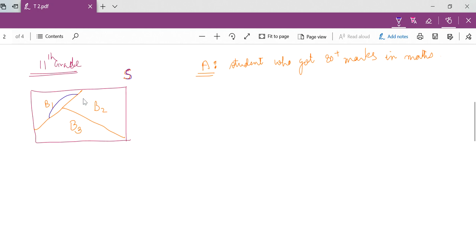Similarly, I can go to the section B2 and I will get that information. Similarly to B3, I will get that information. Now what I am going to do, I am going to add all these, right? So I get the number of students who are here and got 80 plus, and are here, and number of students who got 80 plus and are here.